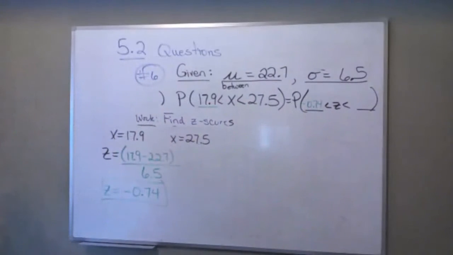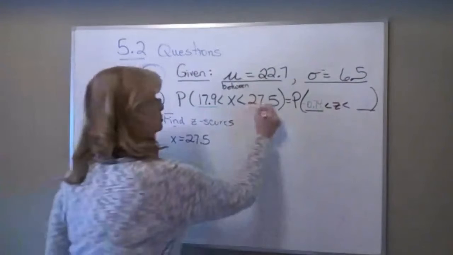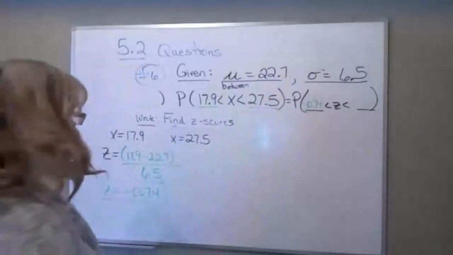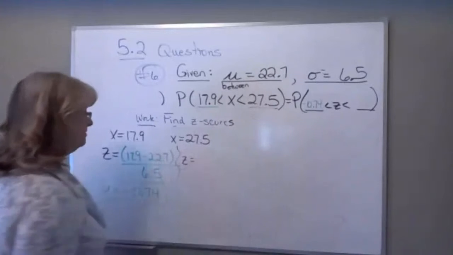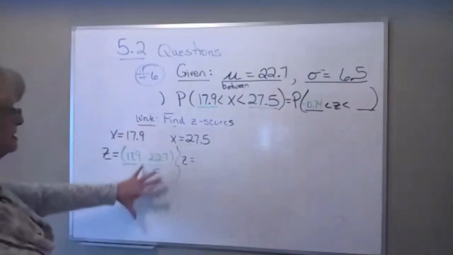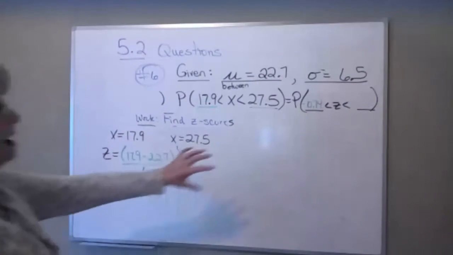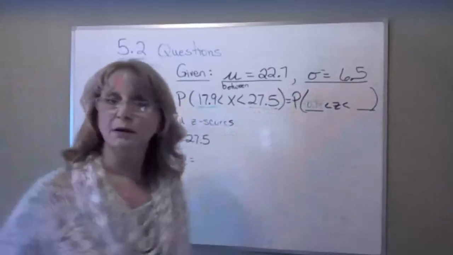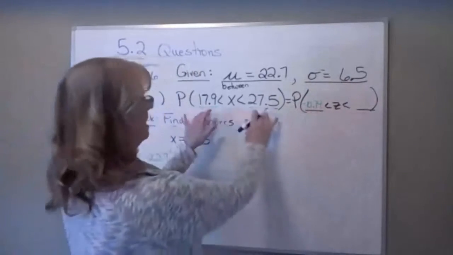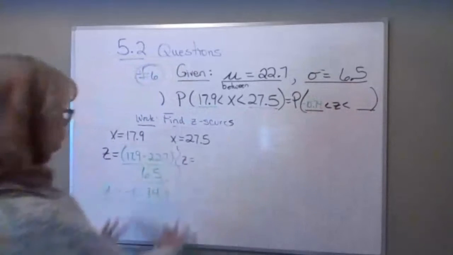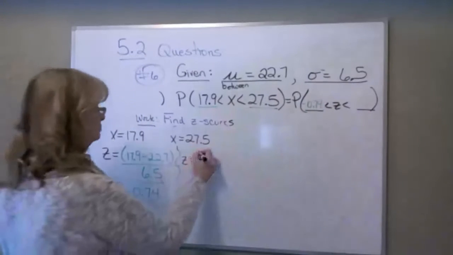Now, let's do the z-score for 27.5. So for 27.5, do you notice I'm doing the z-score? Notice this is separate work. This isn't what I'm writing in the probability. The only numbers I'm writing in the probability are the z-scores that I have found for these data values. This is just my work where I'm finding the z-score.